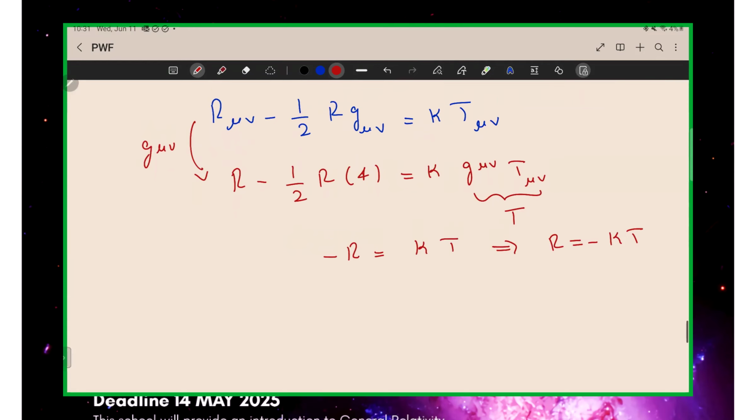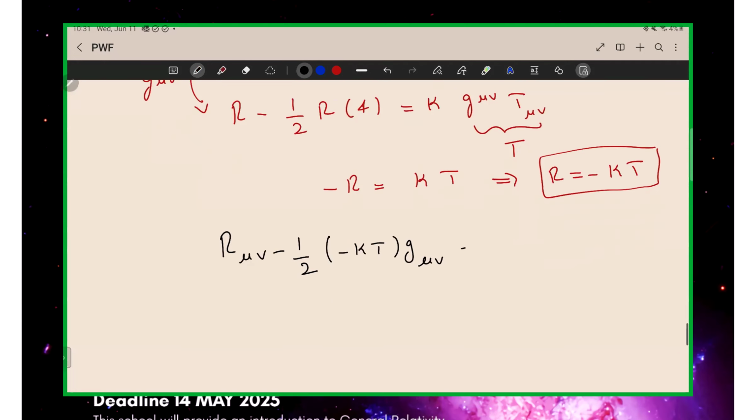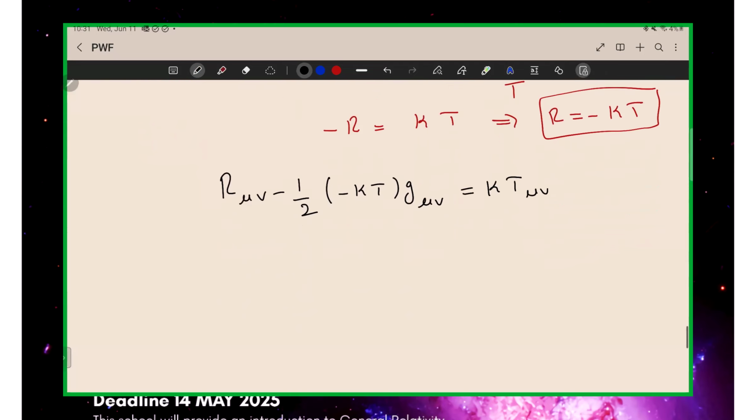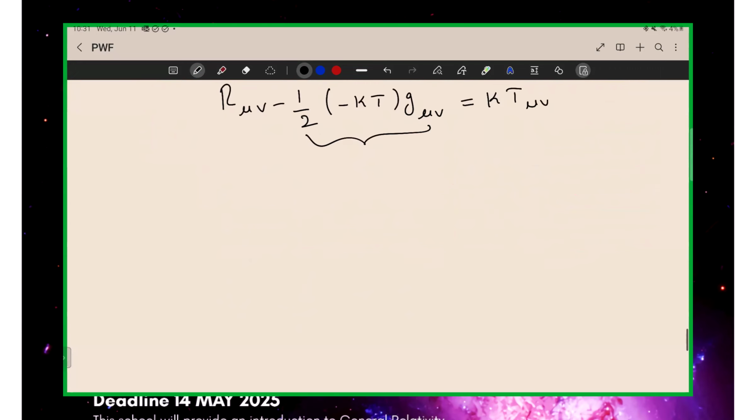Now you can replace R here with this equation that you get here. If you do that, that becomes minus kappa times T, g mu nu equals kappa times T mu nu. But since this term has T in it, you can take it on the other side. If you do that, that becomes R mu nu equals kappa times T mu nu minus 1/2 g mu nu T.